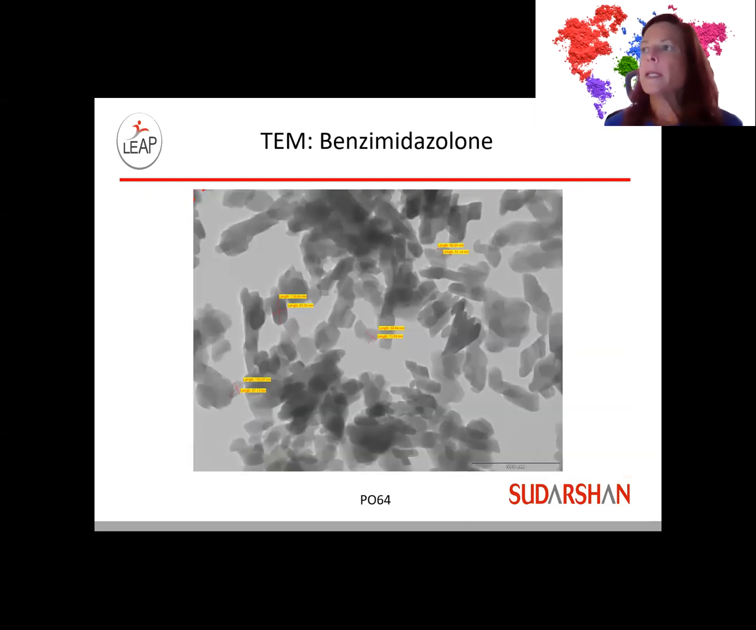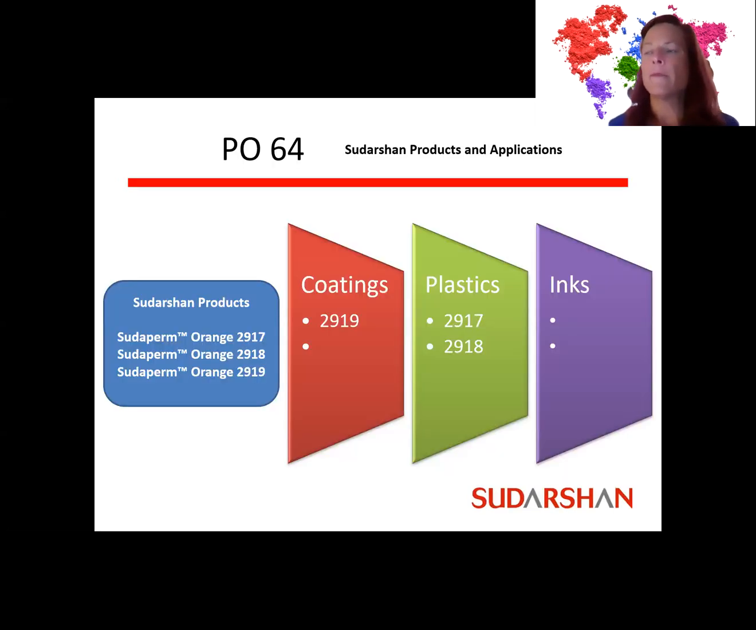Orange 64 is more like the block shape, with the length and width similar in size. And we have a number of products in this category for our portfolio, a couple in the plastics area and one in the coatings area. But they can, like all others, be cross functional in the other applications as well.